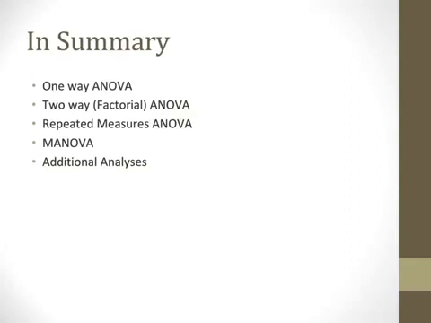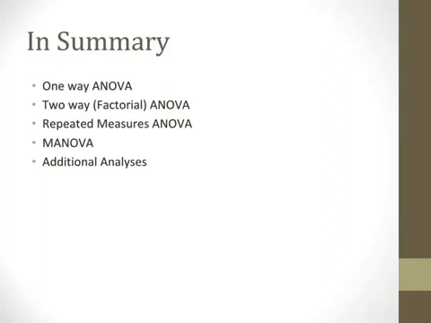So in summary, we have talked about a one-way ANOVA. Remember, that's when a researcher wants to look at the differences among two or more groups on one dependent variable. We've looked at the two-way or factorial ANOVA. That's when the researcher wants to look at two or more independent variables and the effect of those independent variables on one dependent variable. We looked at the repeated measures ANOVA. Remember, the researcher uses this when the researcher wants to look at matched pairs or look at the same group of participants over a period of time, for example, measuring them before, during, and after a treatment or an intervention or participation in a course.